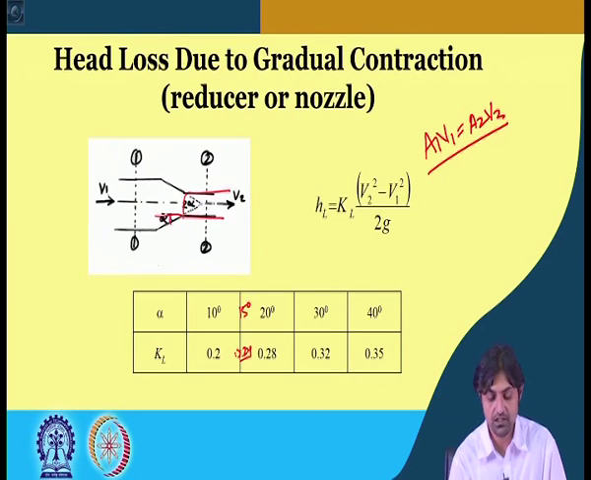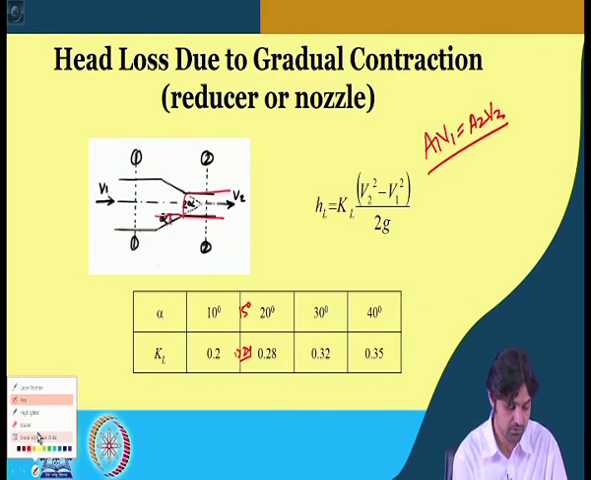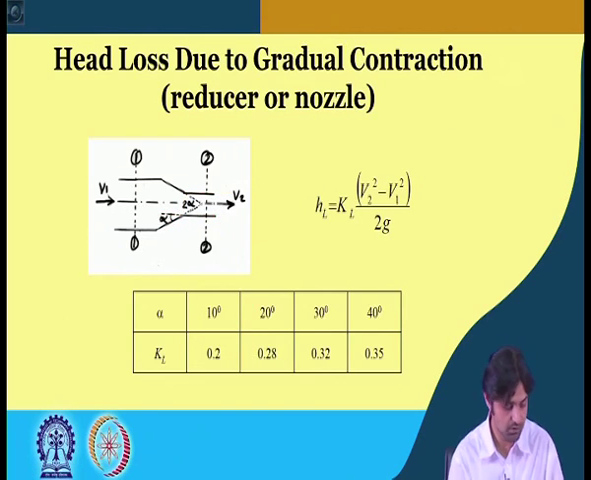So, one advantage here is we do not have to worry about the ratio of A2 by A1. Looking at the table, this is pretty simple. I do not expect you to remember this, but you can be given this type of table in your assignments and exams, and could be asked to find out the value of KL and the corresponding head losses. In that case it will be V2 square minus V1 square by 2g. All right.